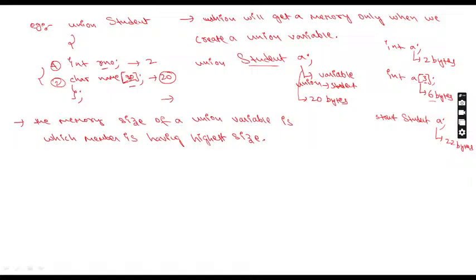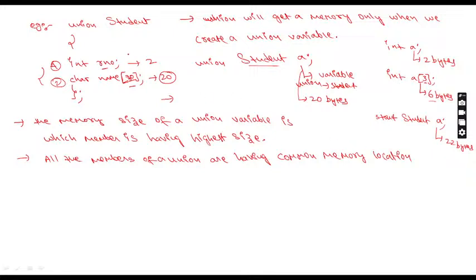So that is why I explained that example: all the members of a union are having a common memory location. This is important. Suppose this is a memory space. How many bytes of memory here? 20 bytes. Clear? First I entered the roll number 100, so the roll number is stored here.